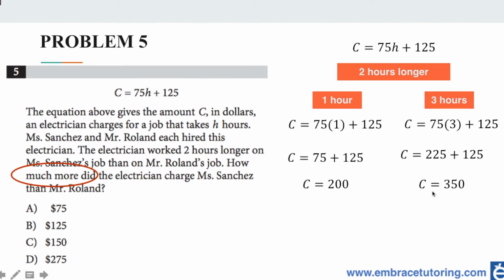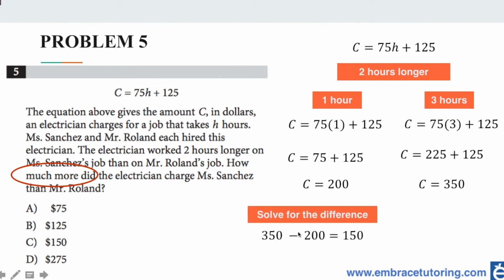Now the question is, once again, how much more did the electrician charge Mrs. Sanchez than Mr. Rowland? So I want to take the difference between these two things. When I solve for the difference, I'm just going to do 350 minus 200, and that's going to be 150. That's going to be the difference in terms of the price. So $150 is going to be my answer. So C is going to be my best answer.